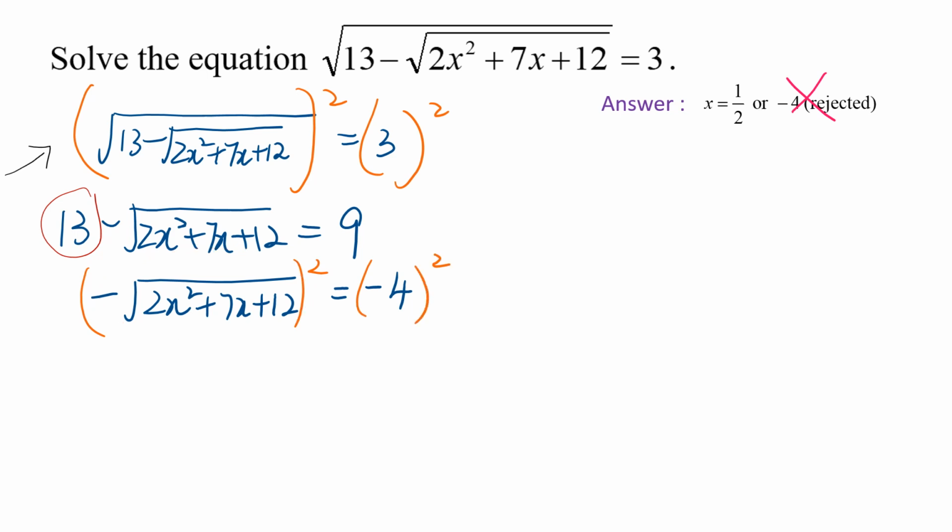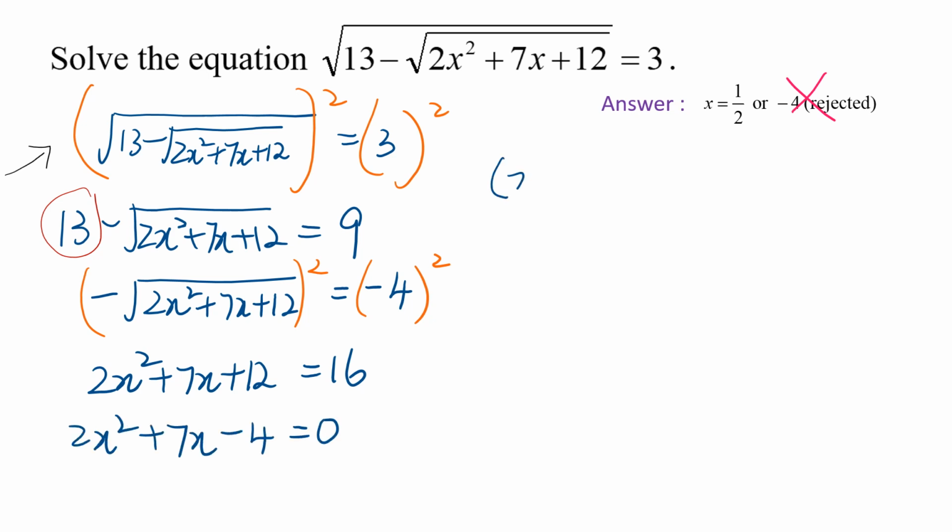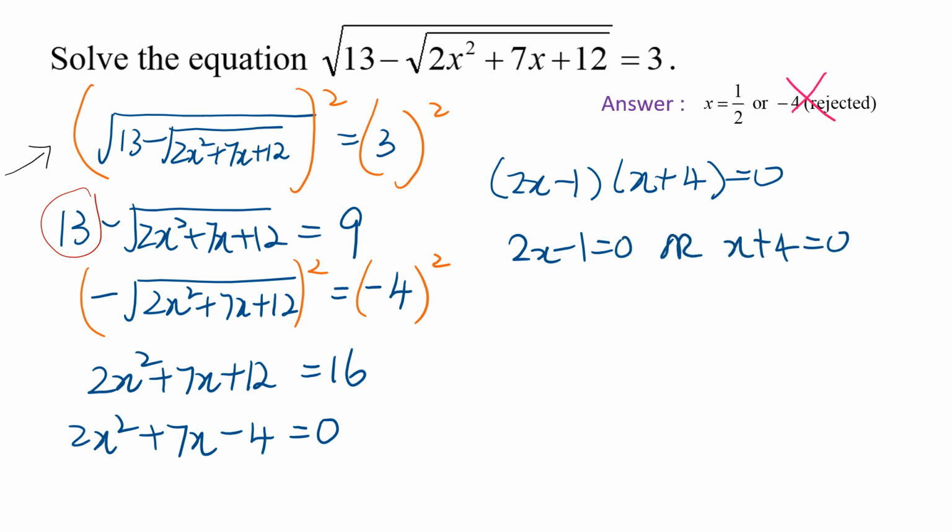And negative times negative will give you positive. So what is left is just 2x squared plus 7x plus 12. And then negative 4 times negative 4 gives you 16. So again, you end up with a quadratic equation where you can factorize it, and you have two answers.